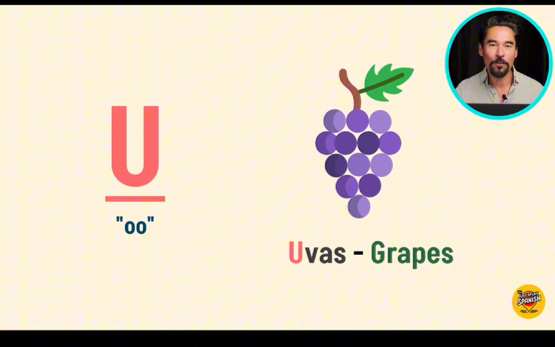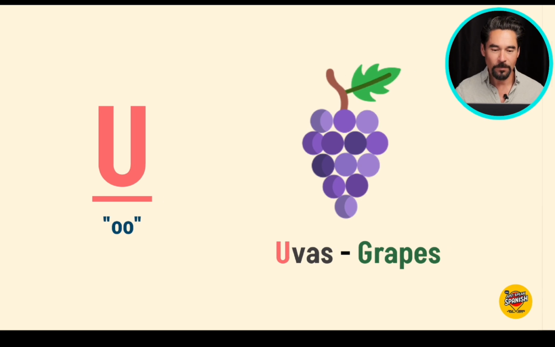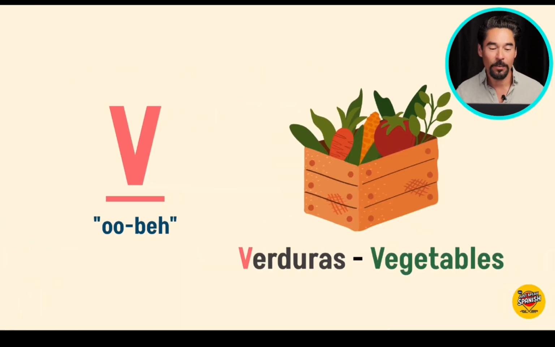Very well. Now we have U. As you remember in the vowels, the letter U is pronounced U in Spanish. Uvas. This is how you pronounce grapes. Uvas. Very good. Next, we have the V in English, and in Spanish we pronounce it uve. Uve. And the word we have here is verduras. Now you say it. Verduras. Vegetables.